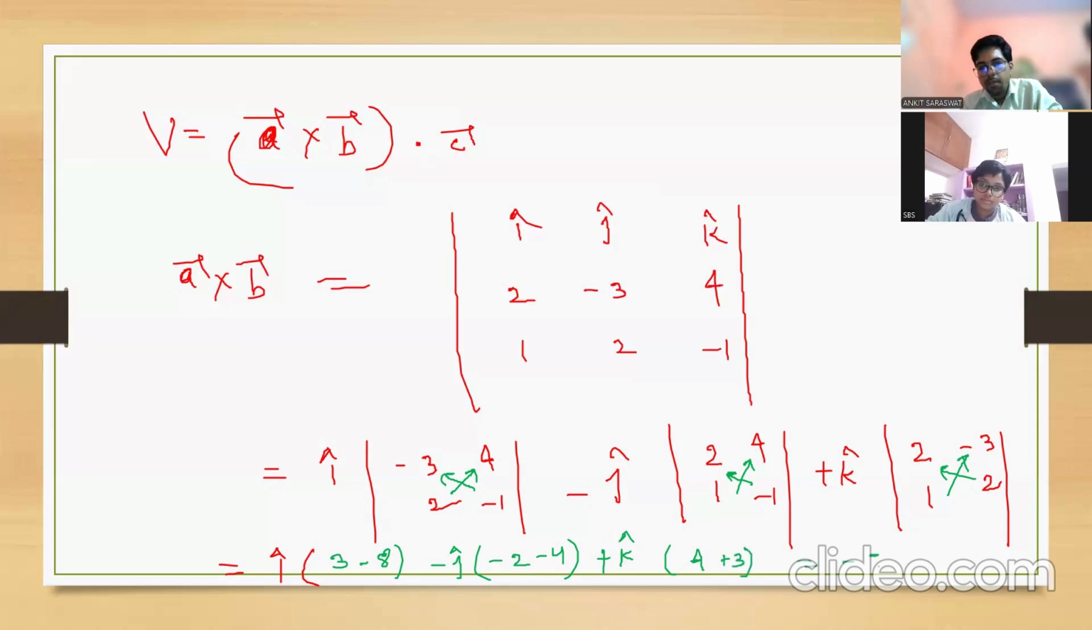So it is minus 5 I cap, minus 2 minus 4, minus 6, plus 6 J, plus 4 plus 3, 7 K. Okay. You got A cross B. Now do the dot product. How much did you get for A cross B?